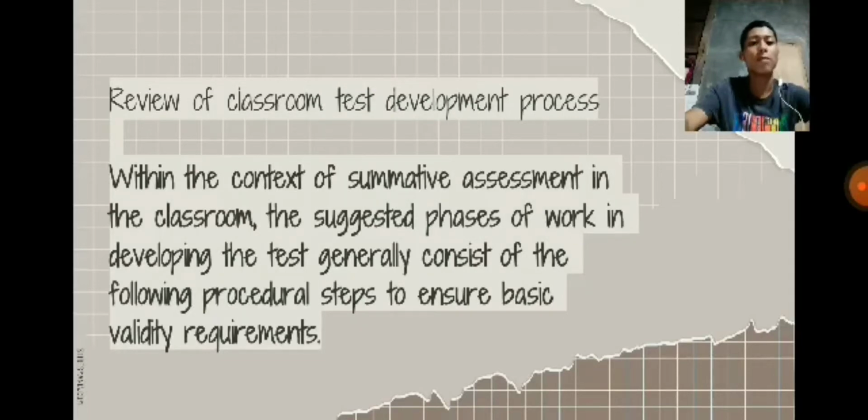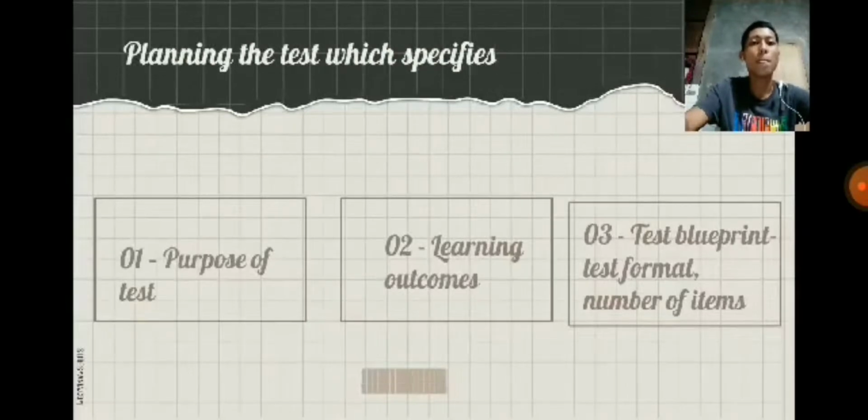Here's the planning. Planning the test, which specifies three things. First, the purpose of the test. The purpose of the test is to assess the performance of the student. Second, the test helps in assigning grades to the students based on their performances. And third, through testing, teachers predict the performance of the students in the future.